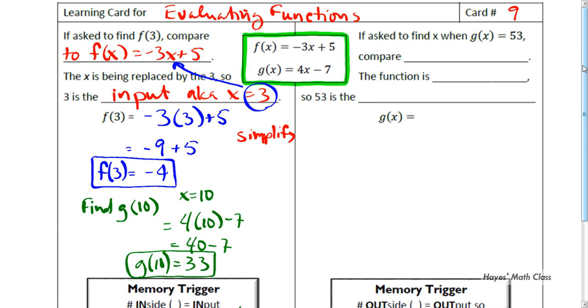Now, let's say you asked us to do something else. And again, I'm sorry if I'm going too fast. Pause wherever you need to. Rewind it. It's all the standard stuff. It's YouTube. So if asked to find x when g of x is equal to 53, compare that to g of x is equal to 4x minus 7.